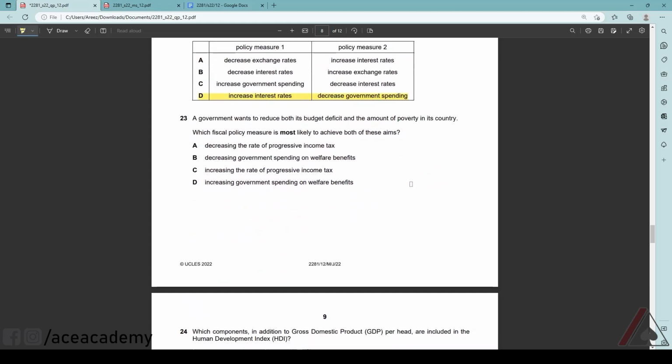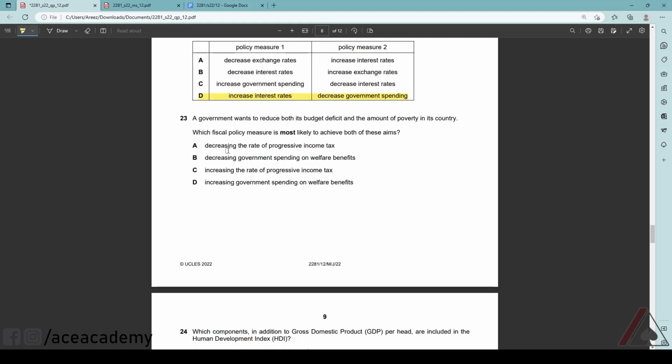Okay. Number 23. A government wants to reduce both its budget deficit and the amount of poverty in its country. A budget deficit means that it does not have enough tax revenues, right? It's spending more than it's gaining from tax revenues or any other form of revenues. And the amount of poverty in its country, we know what poverty means. Which fiscal policy measure is most likely to achieve both of these aims?